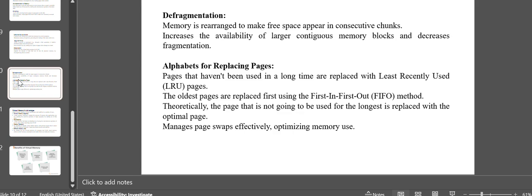Algorithms for replacing pages: pages that haven't been used in a long time are replaced with the least recently used algorithm. The oldest pages are replaced first using first in first out. Theoretically, the page that is not going to be used for the longest time is replaced with the optimal page algorithm. This manages page swaps efficiently, optimizing memory use.